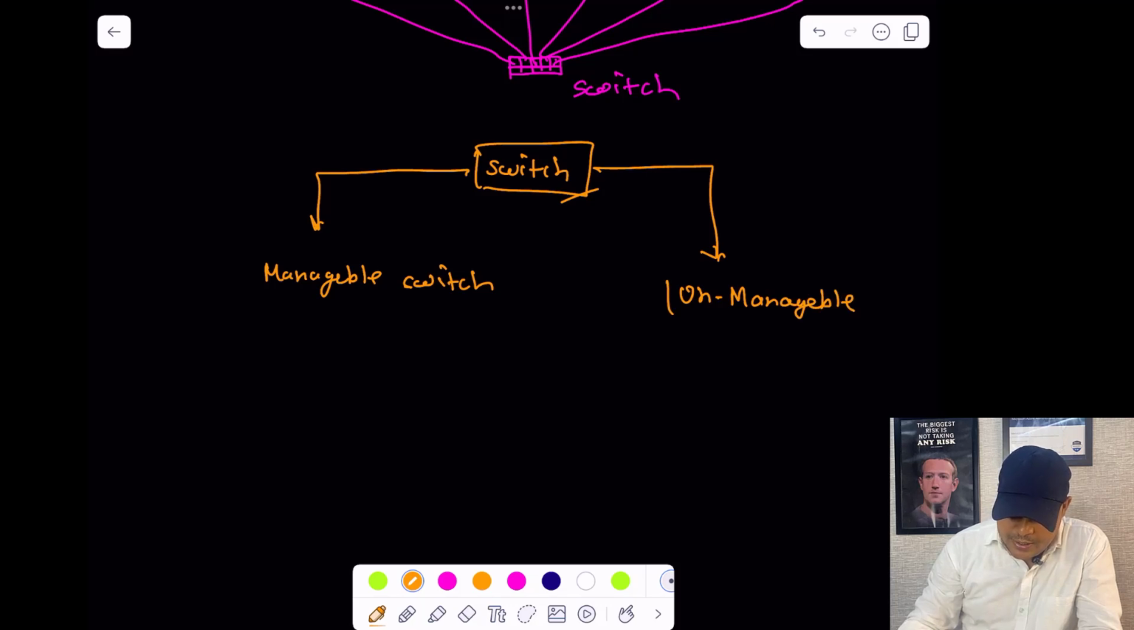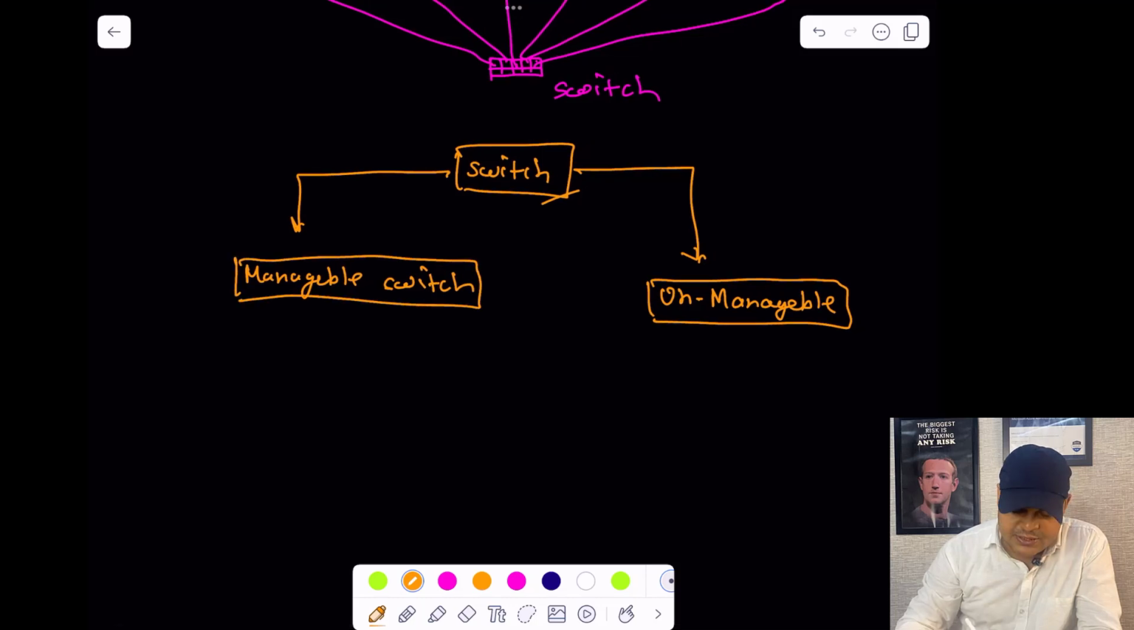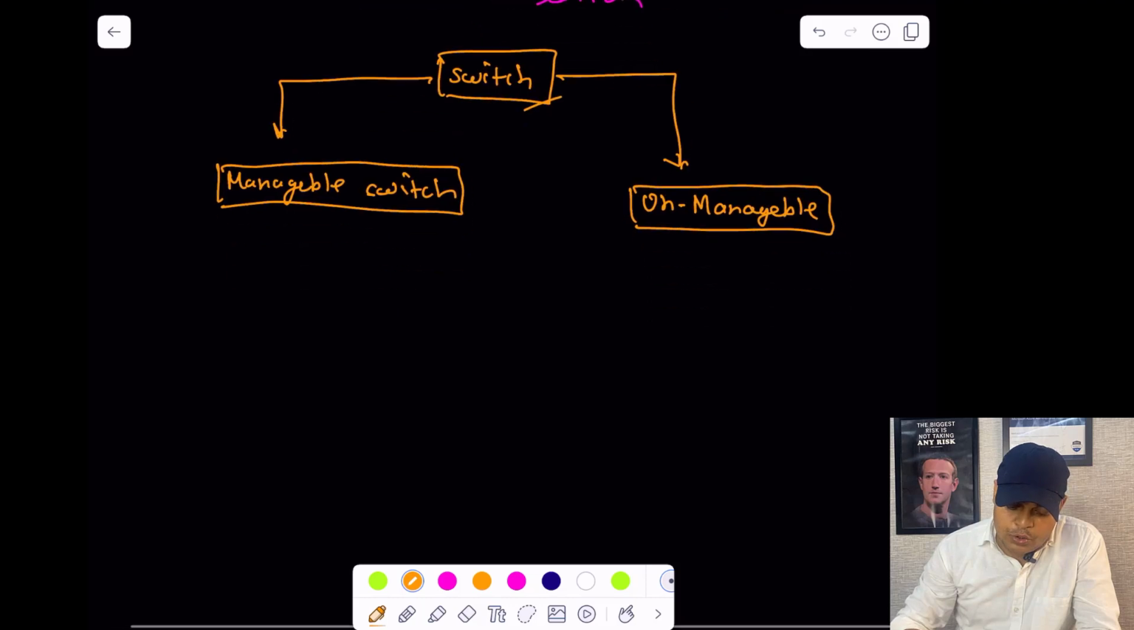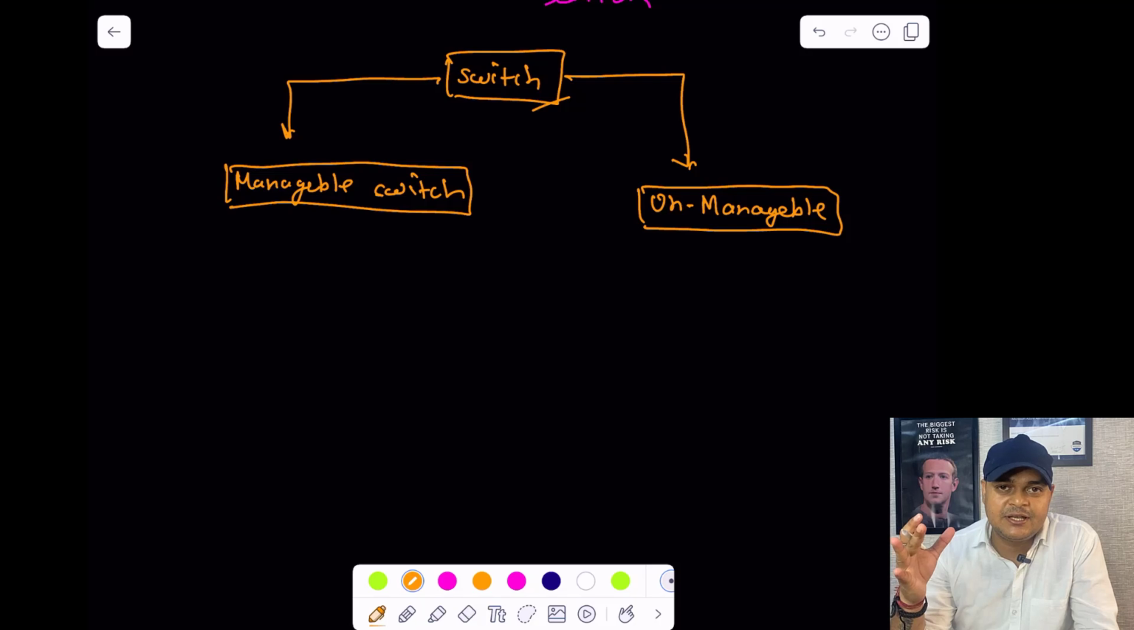Manageable and unmanageable switch. As the name suggests, the manageable switch gives us an option of an operating system. Got it what I'm saying? It means with the help of the switch you are able to make some changes in your device. Non-manageable or unmanageable is used only for plug and play, right? We don't have access to any IOS because a non-manageable switch doesn't contain any kind of operating system, any kind of internetwork operating system. I'm talking about the IOS.